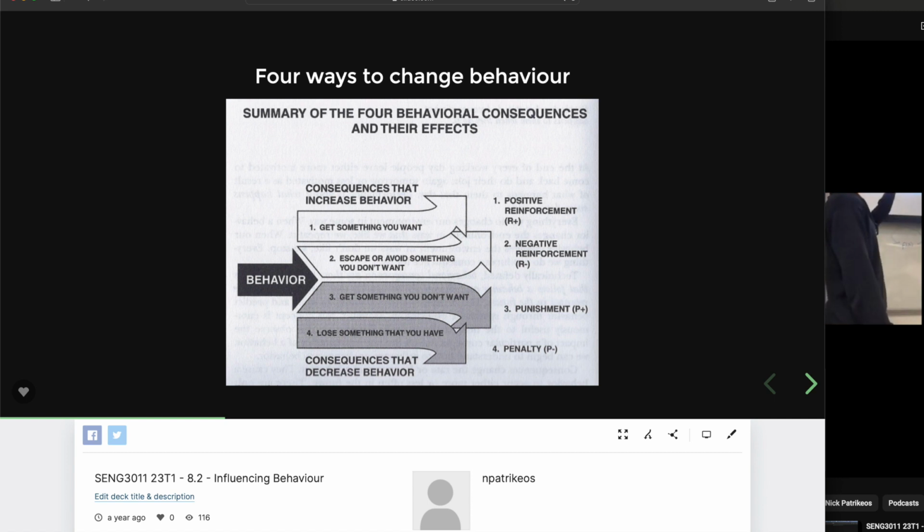Positive reinforcement, you get something that you want that you didn't otherwise have. Negative reinforcement is when you escape or avoid something that you didn't want.